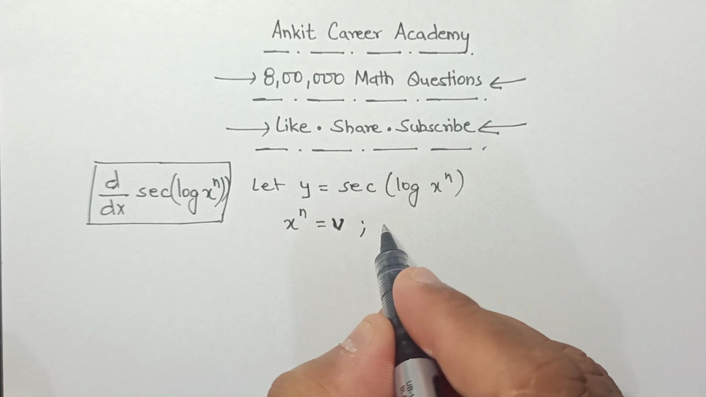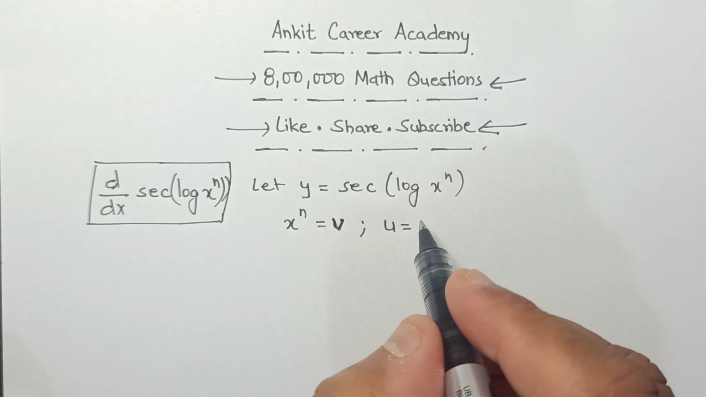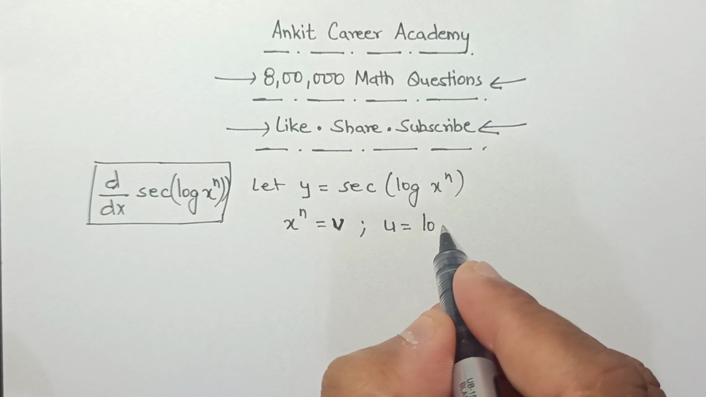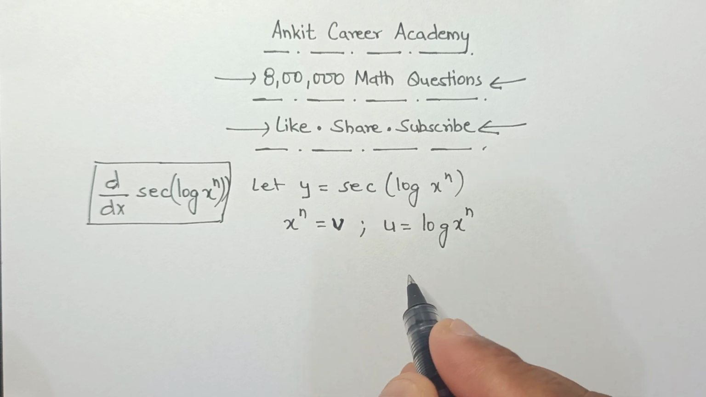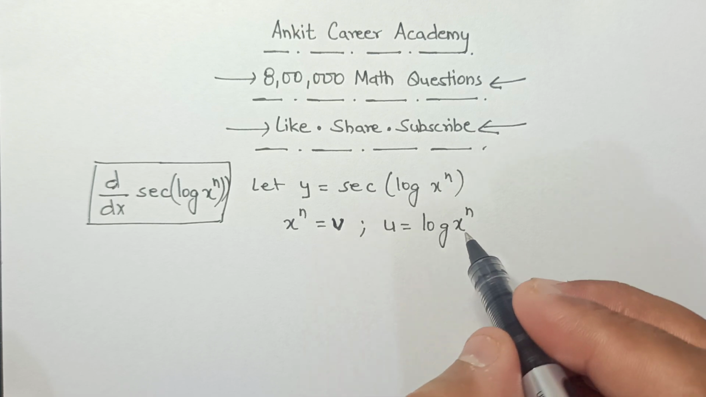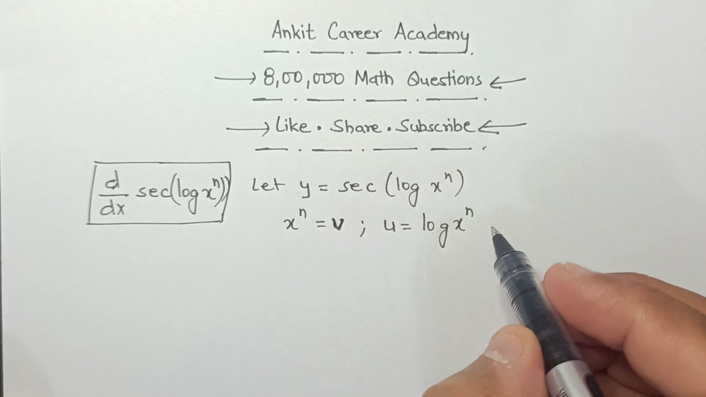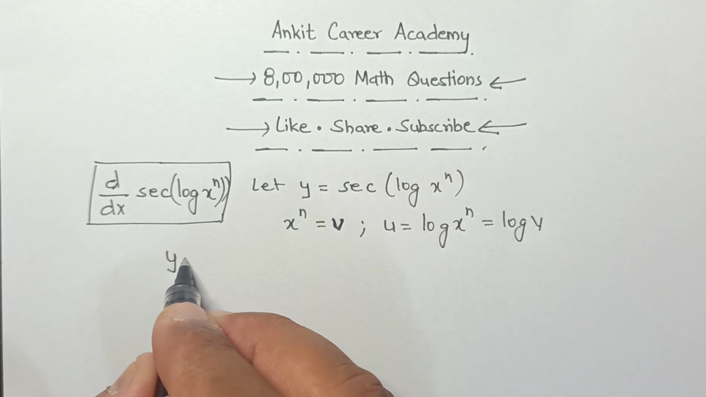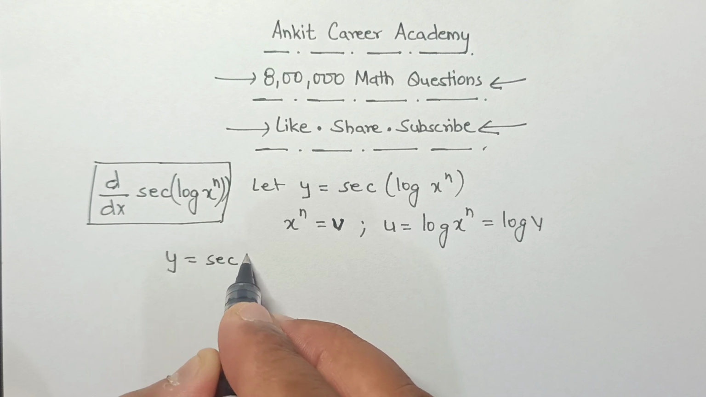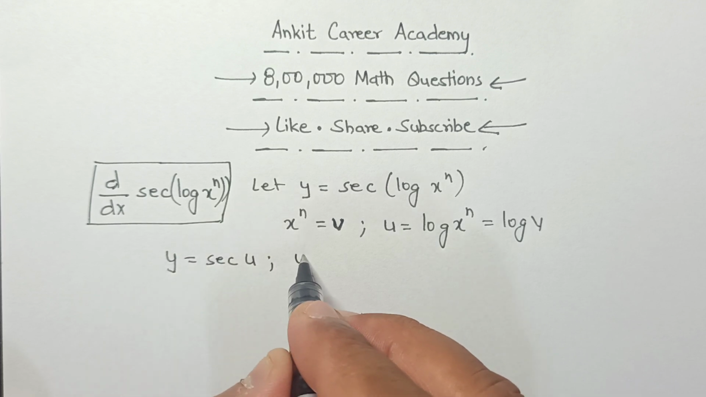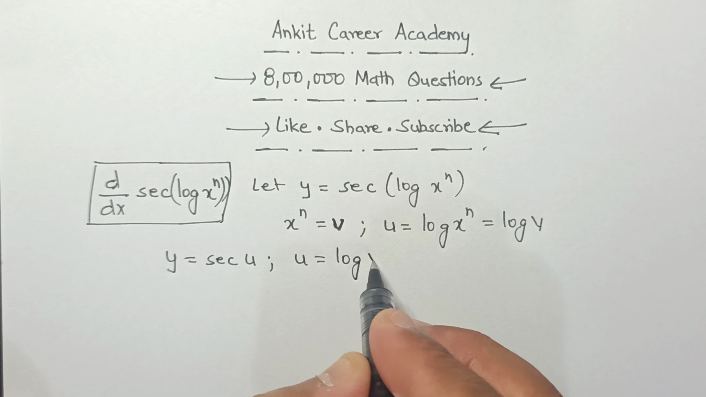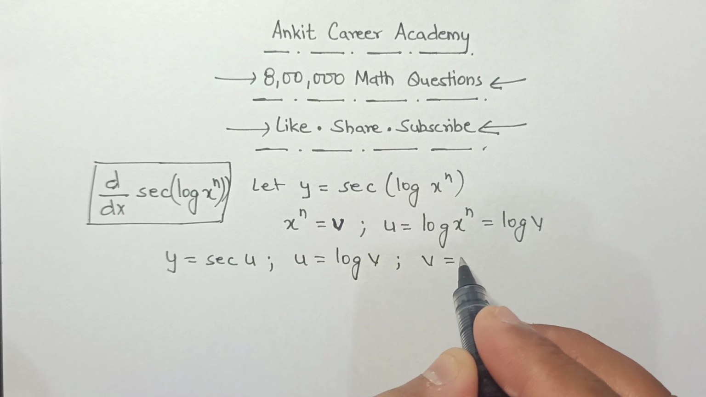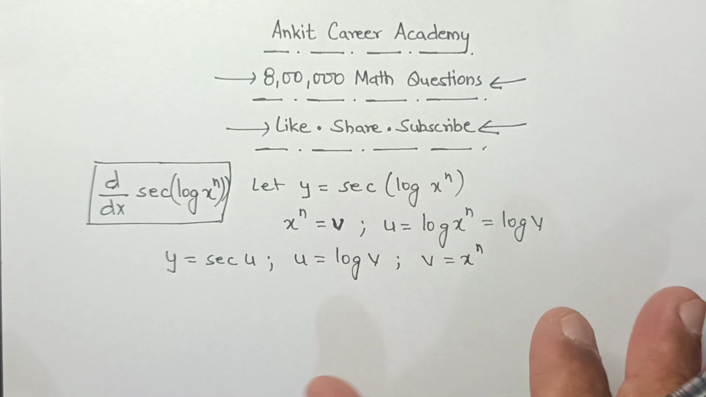And so that means that the value of u would be equal to log of x raised to the power n, which is this quantity internally here, but x raised to the power n is v. So this would be equal to log of v. So the value of y is equal to sec of u, the value of u is equal to log of v, and the value of v is equal to x raised to the power n.